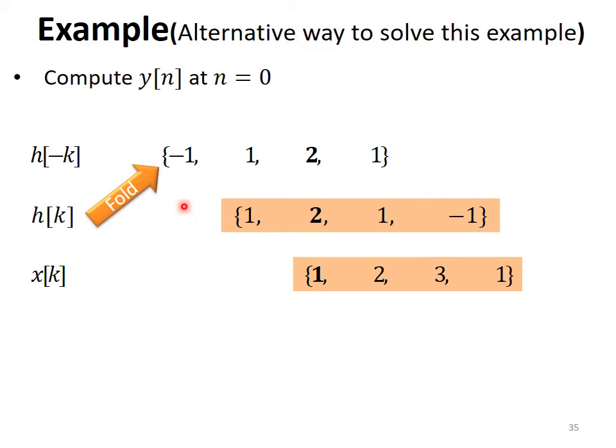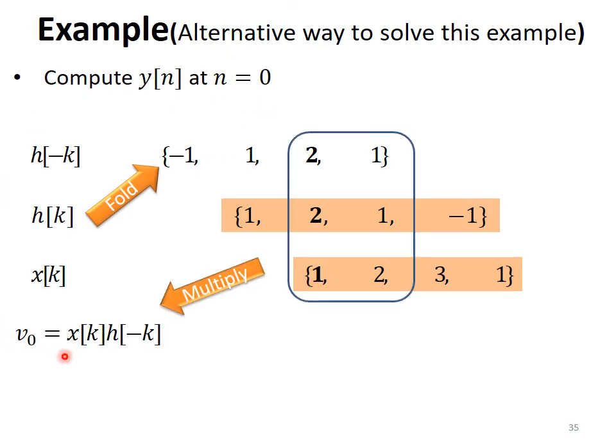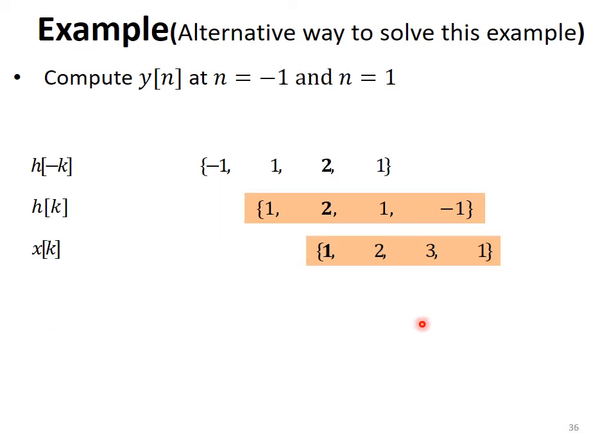And now if we want to compute y of 0, then multiply x of k with h of minus k, right? So multiplication of x of k with h of minus k, which is v naught of k, would be simply equal to 1 multiplied with 2 and 2 multiplied with 1, and other than that all the samples before this and after this would be 0, and y of 0 would be simply sum of 2 plus 2, which is equal to 4.